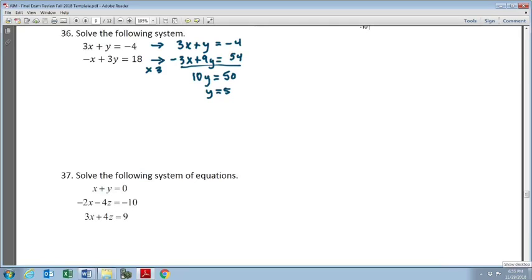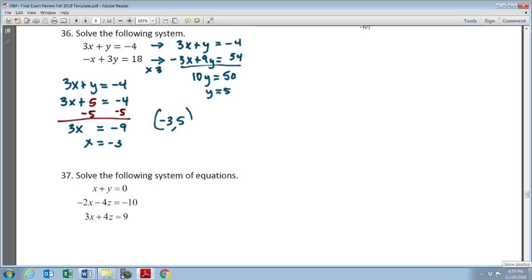All right, so next we can use either equation to find x. Let's go ahead and use the first one here. Let's plug in 5 for y. So we need to solve for x here. We'll subtract 5 on both sides. We're going to get 3x is equal to -9. And divide by 3, and you get -3. So our final solution here is the point (-3, 5).